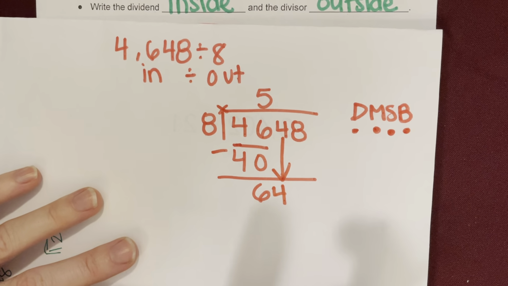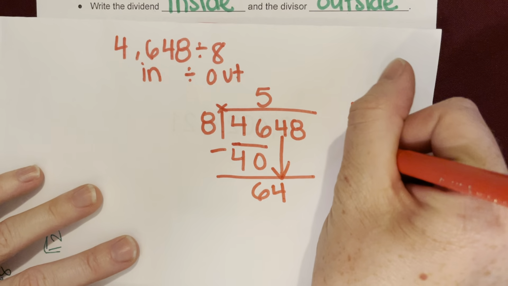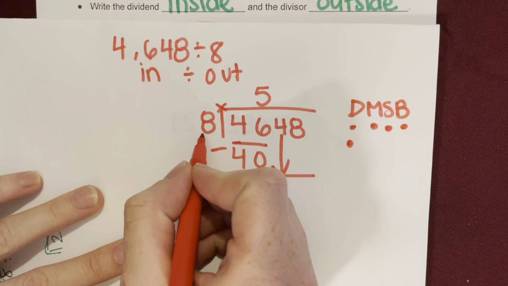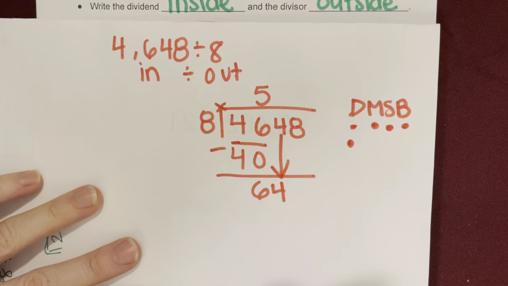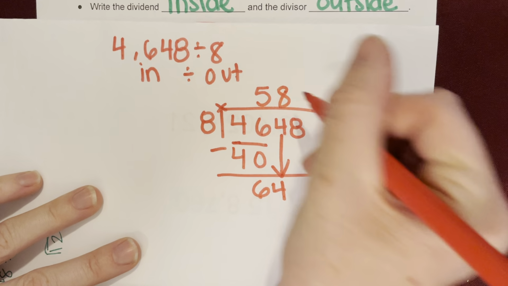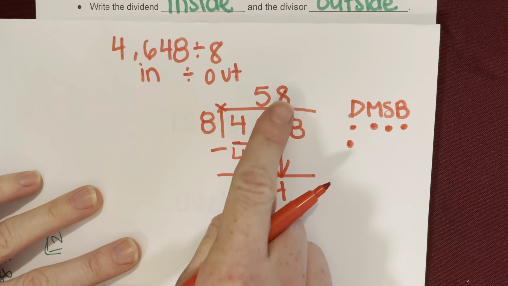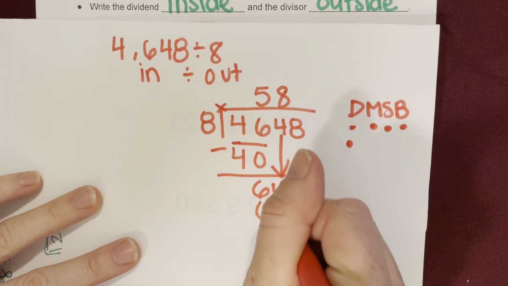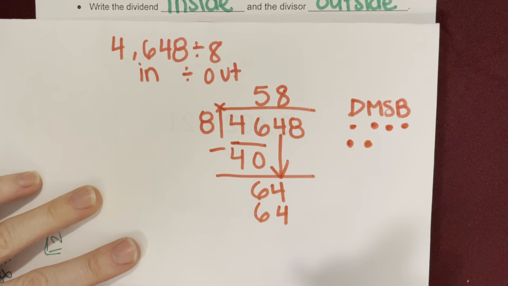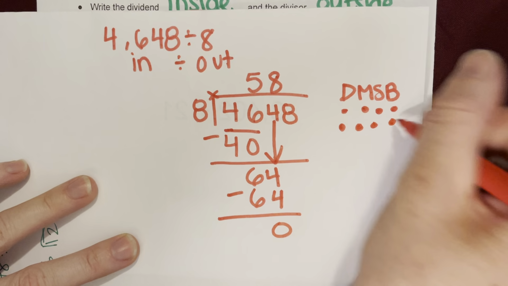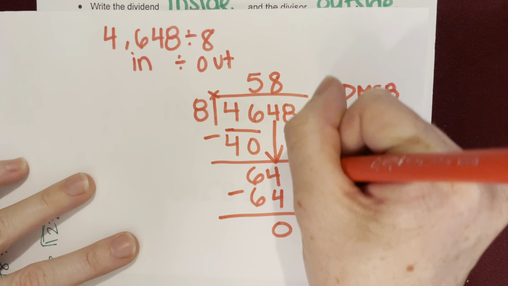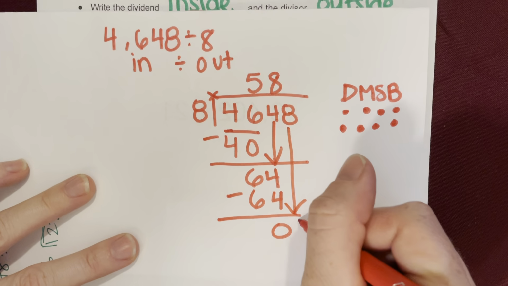Now I start the whole process over again. I need to divide. I need to ask myself, how many 8s can fit into 64? I know 8 times 8 is 64, so 8 can go into 64. 8 times 8 is 64. So now I multiplied. Next step is to subtract. 64 minus 64 is 0. I need to bring down. I bring down that 8.